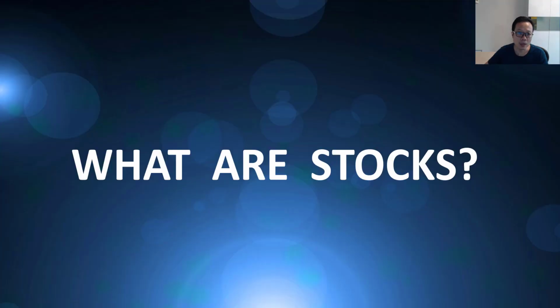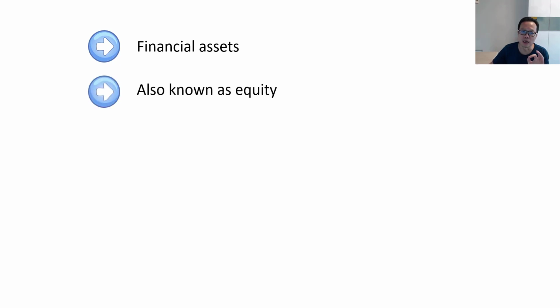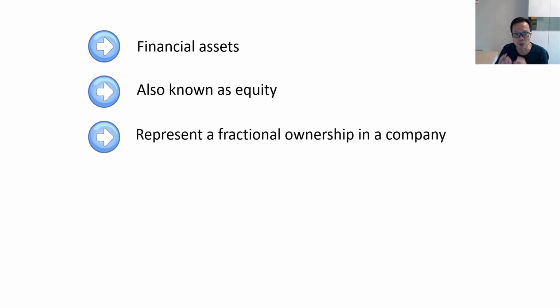First question, what are stocks? Now, stocks are financial assets. Okay, so they're not something physical or real like buying a piece of land, an apartment, or gold bars. So what stocks do is simply let you have an ownership and share in the future earnings of a company. And they do have another name. They're also very commonly known as equity, especially within the finance industry itself. And they represent a fractional ownership in a company.